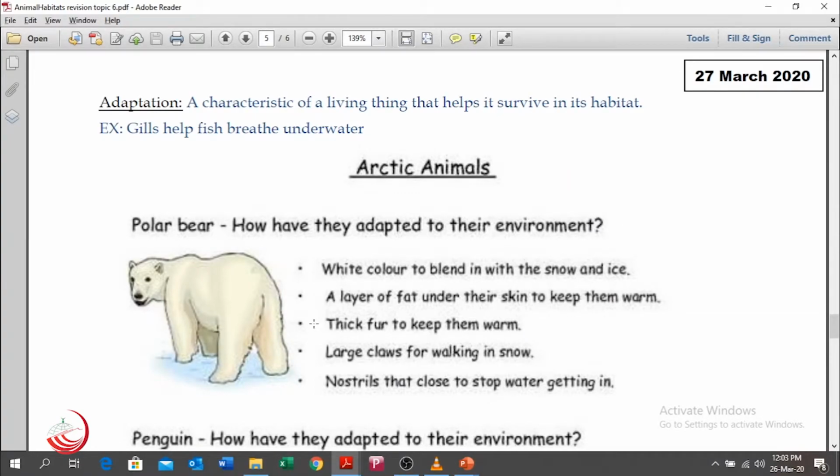All of these are adaptations or features that they have to help them survive. Because it's icy, it's snowy, it's very cold, so they have thick fur. They have a layer of fat, like a thick layer of fat, which keeps them warm. Claws help them walk through ice. They need these things in the Arctic. But for example, they don't need them if they were in the desert. Animals in the desert don't need such things. They don't need fur. On the other hand, it's going to be so hot.